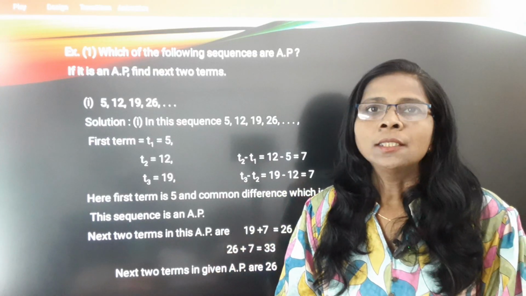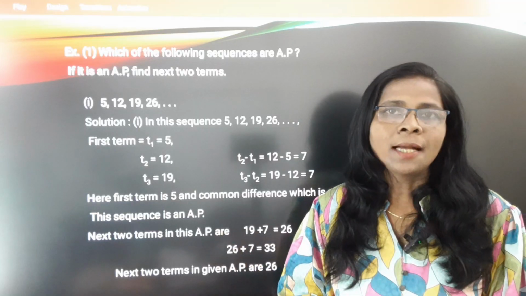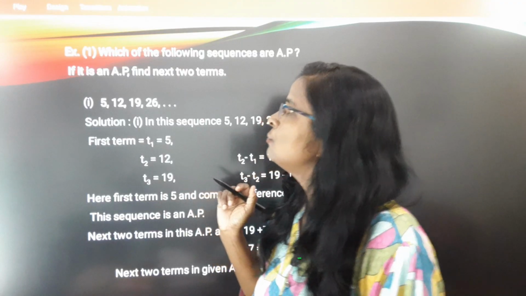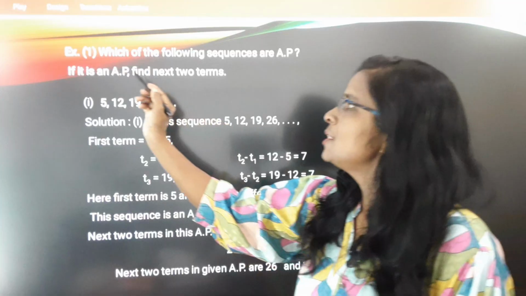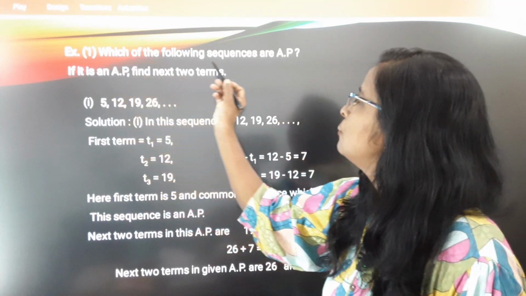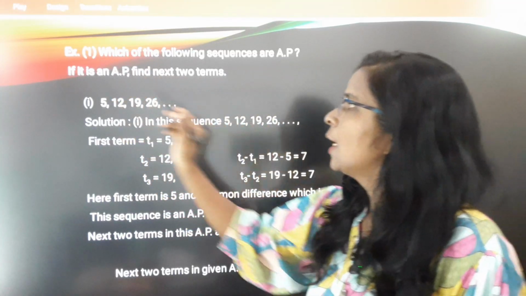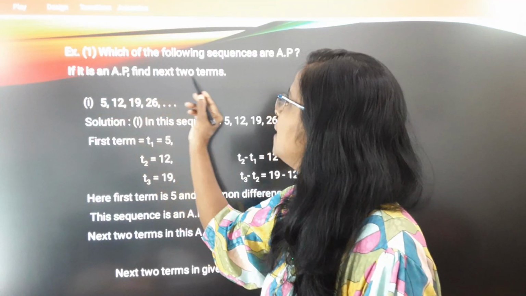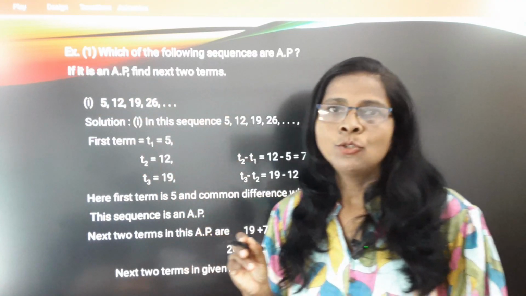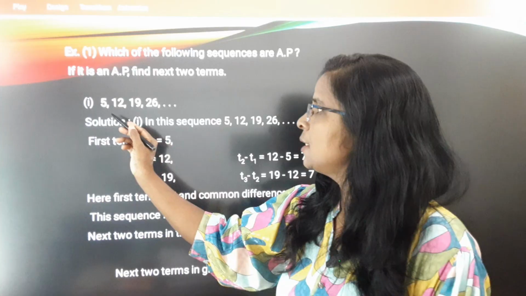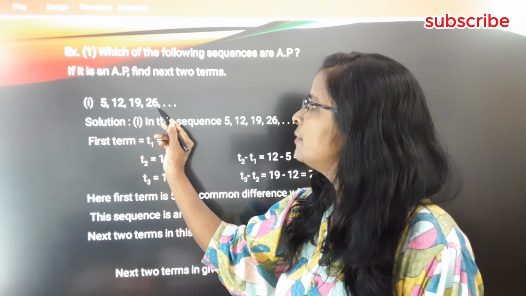So let us see the examples on the basis of this topic. Here the first instruction is: which of the following sequences are AP? If it is an AP, find the next two terms. So here, students, the first example: 5, 12, 19, 26.